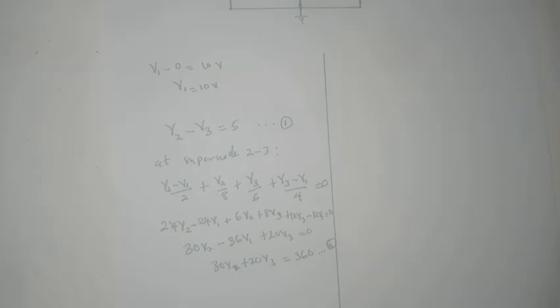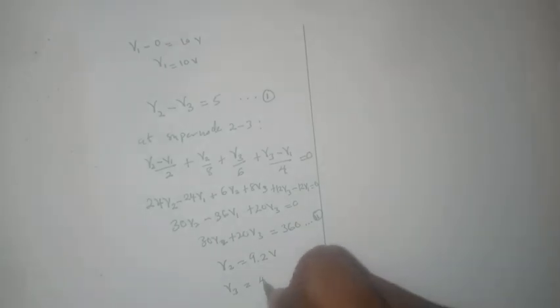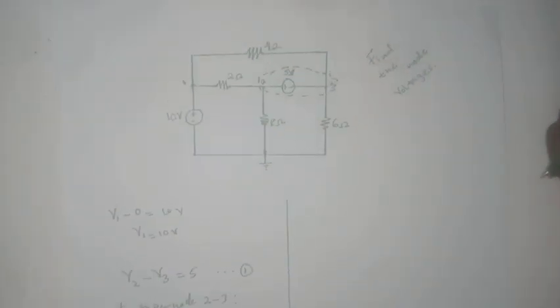By solving it simultaneously, we arrive at the value of V2 to be equal to 9.2 volts and the value of V3 to be equal to 4.2 volts. And then we have solved for our node voltages.